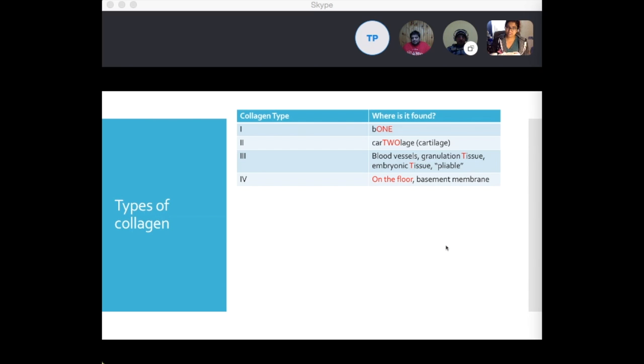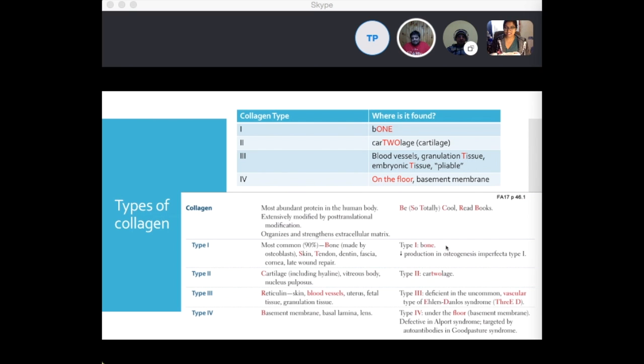And then we have First Aid's little image there too that I tossed in, pretty much saying the same thing. And then you can see what conditions are associated with different types of collagen. Decrease in type 1, you can see in osteogenesis imperfecta. Problems with type 3, you can see in Ehlers-Danlos. And in type 4, you can see Alport syndrome and Goodpasture syndrome also.